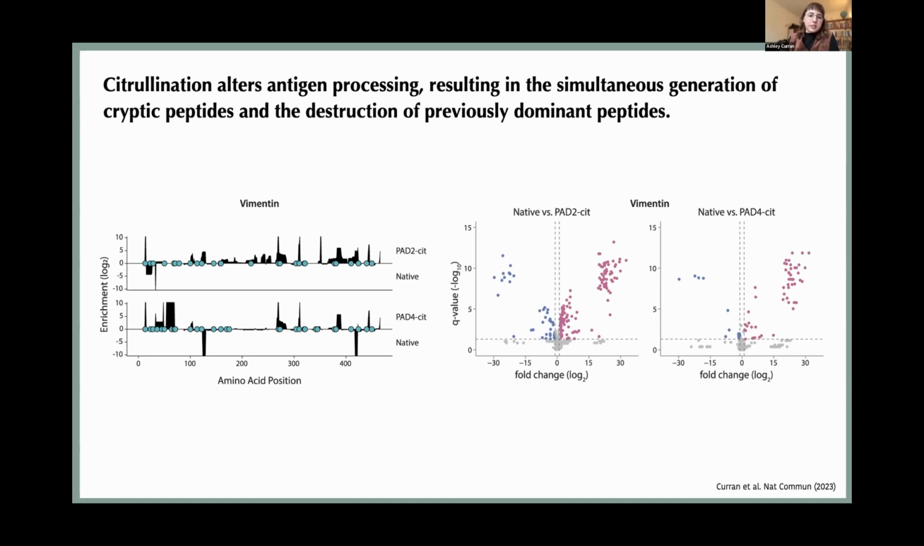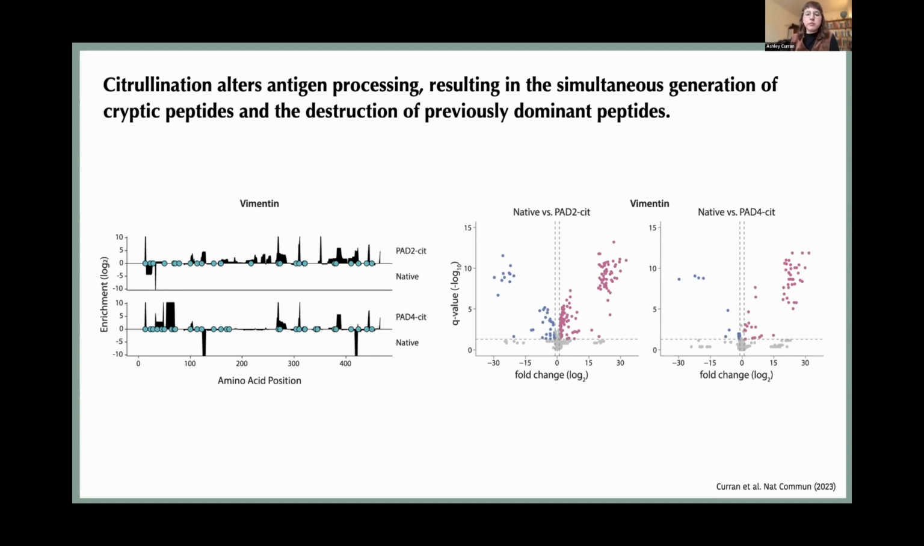This is the amino acid sequence, and the blue here represents citrullination sites. Here you're seeing enrichment of regions of the protein in either the PAD2 or PAD4 citrullinated samples compared to native. You can see that there's enrichment and depletion of regions in the citrullinated samples along the entire protein sequence.